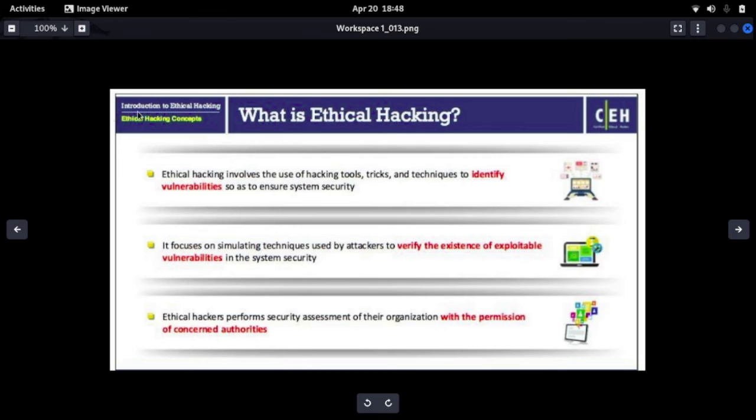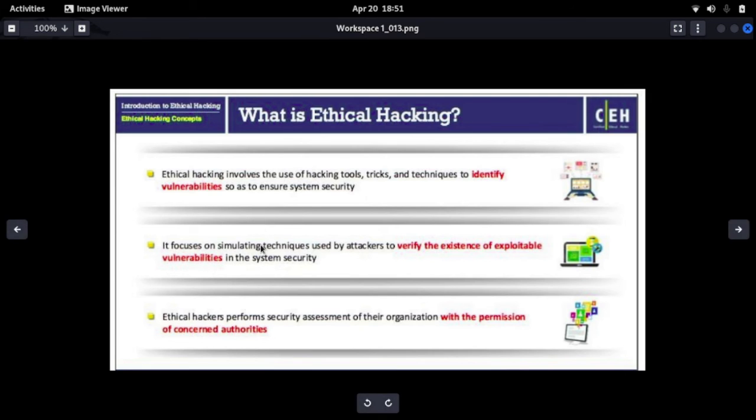Now, what is ethical hacking? Ethical hacking involves the use of hacking tools, tricks, and techniques to identify vulnerabilities so as to ensure system security. Now, that is all about ethical hacking. You use hacking tools to identify vulnerabilities and you process them in order for attackers not to gain access to the computer. Are we there? That is where the defensive part of hacking comes in.